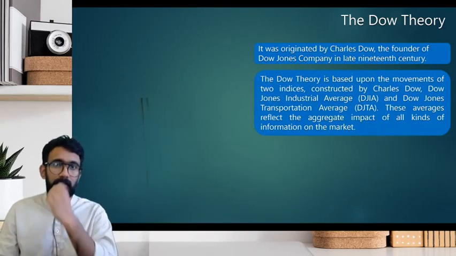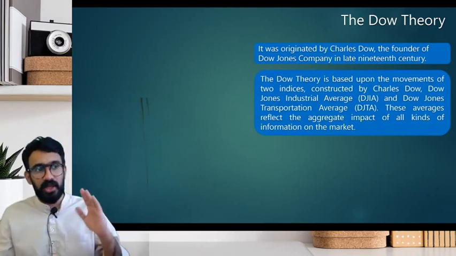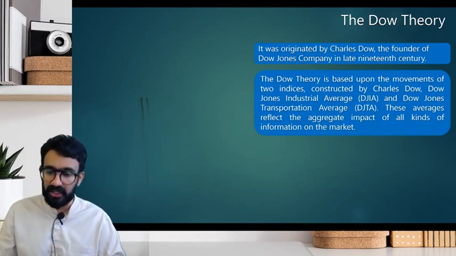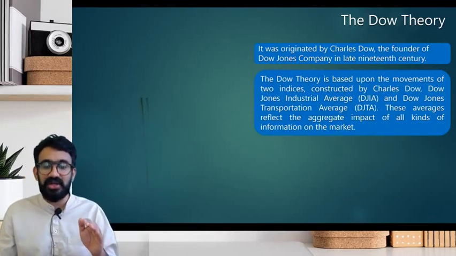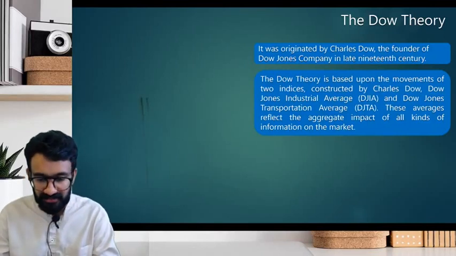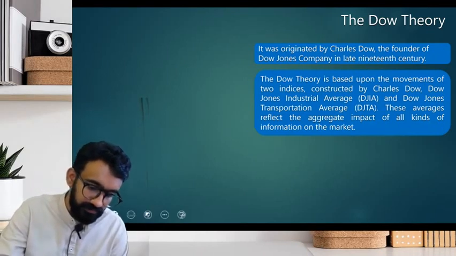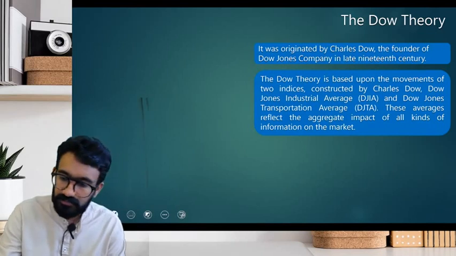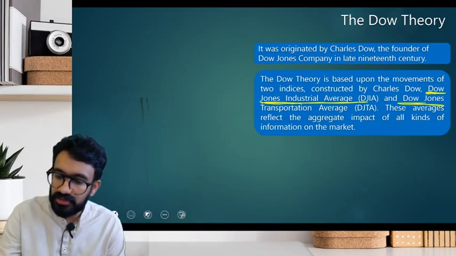Now, there was no global pattern in which people could say that, okay, now the market is going up or the market is going down. That's when he created an index which was called the Dow Jones Industrial Average, and the Dow Jones Transportation Average.